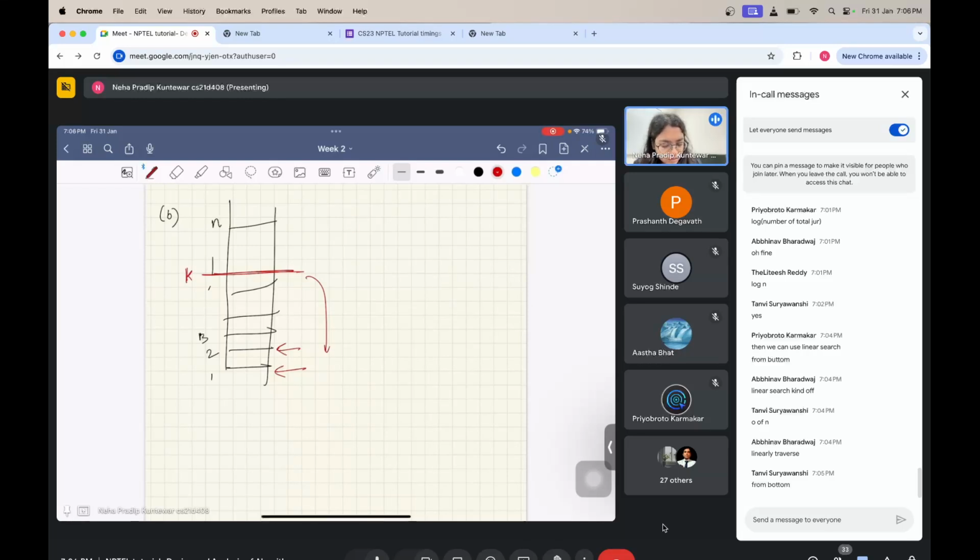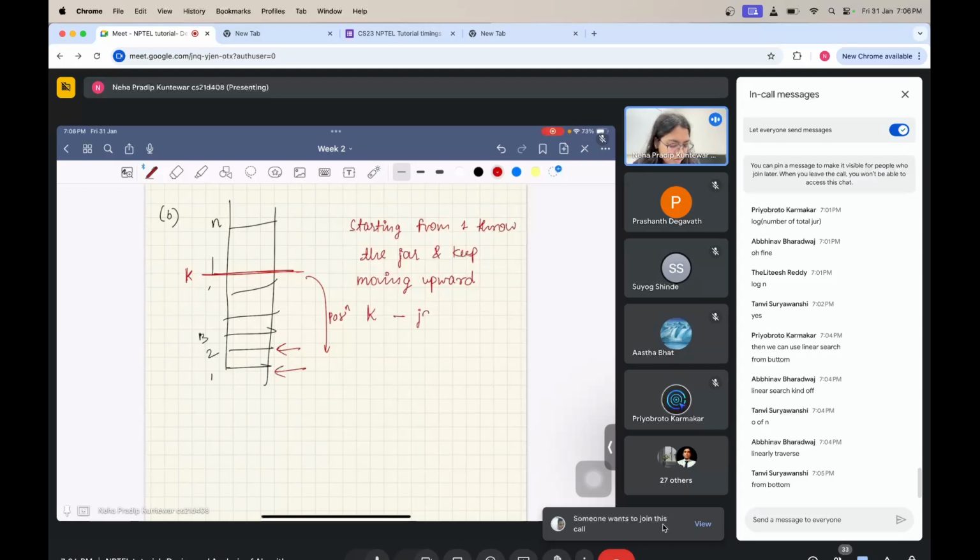So starting from 1, throw the jar and keep moving upward. Let's say at position k the jar breaks, then output k.